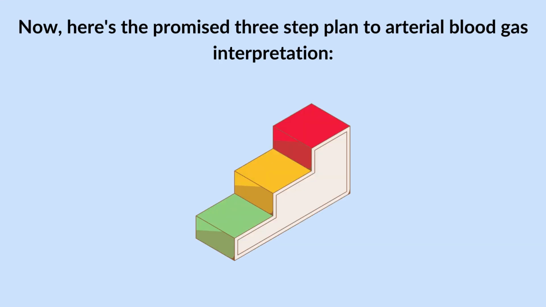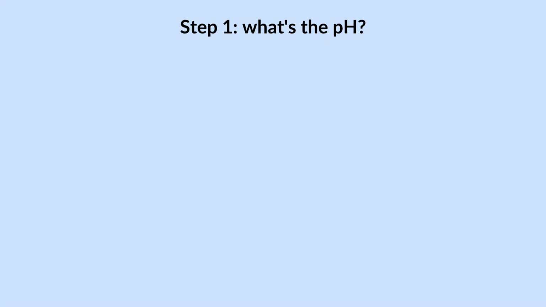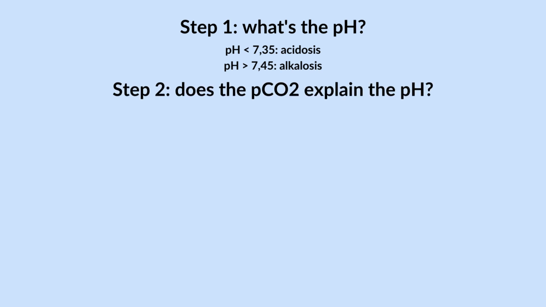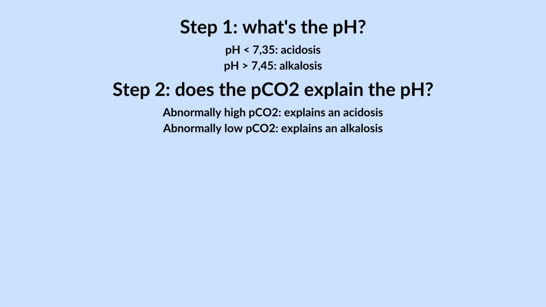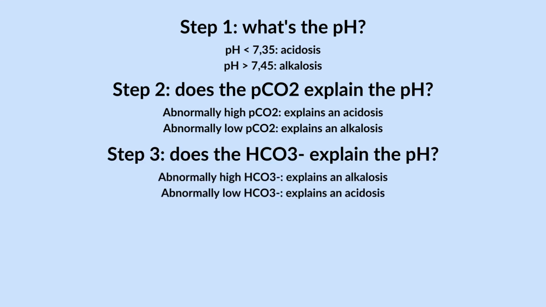Now, here's the promised 3-step plan to arterial blood gas interpretation. Step 1. What's the pH? Low pH, acidosis. High pH, alkalosis. Step 2. Does the PCO2 explain the pH? An abnormally high PCO2 explains an acidosis. An abnormally low PCO2 explains an alkalosis. Step 3. Does the bicarbonate explain the pH? An abnormally high bicarbonate explains an alkalosis. An abnormally low bicarbonate explains an acidosis.